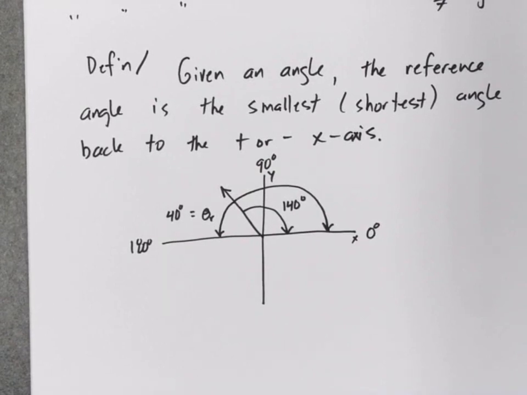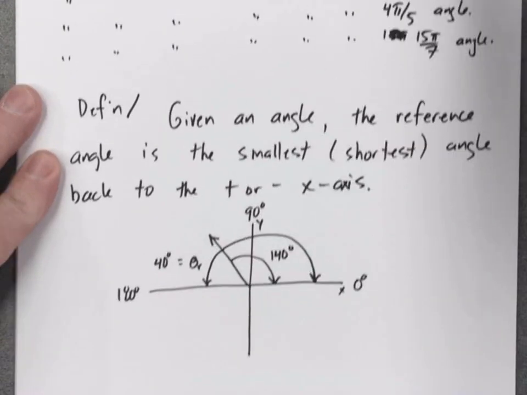Now, one thing to make note of, reference angle is always going to be a positive number. Even if you feel like you're moving in a negative direction to find a reference angle, when you finally give the reference angle, it's always a positive number.